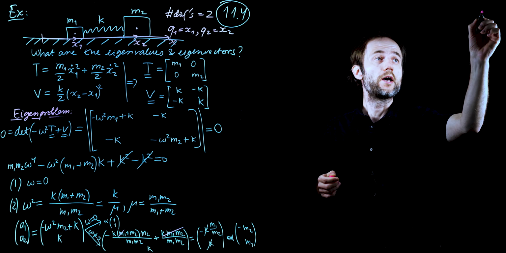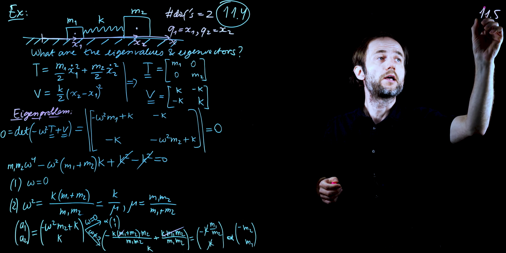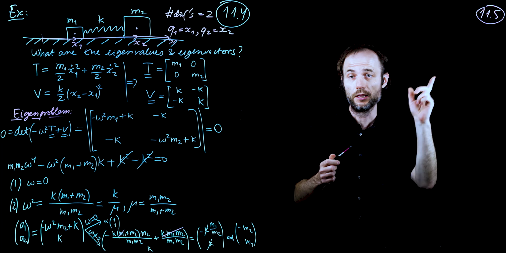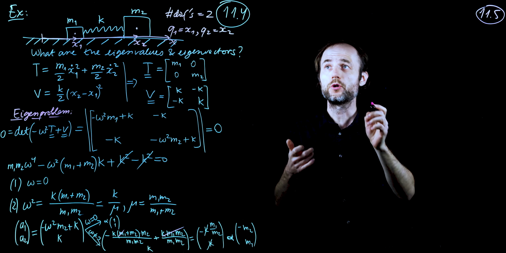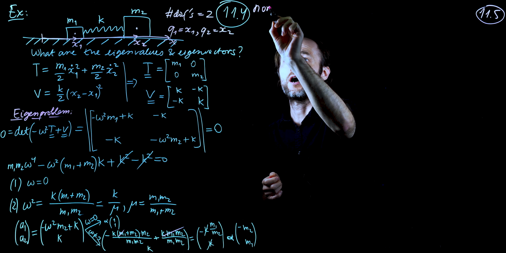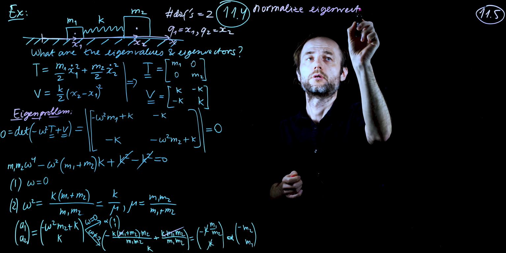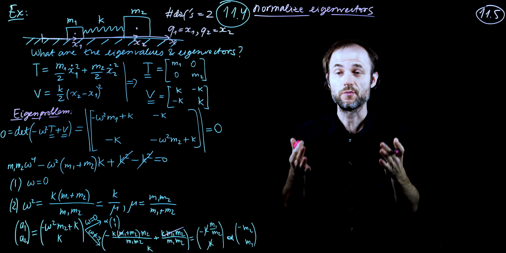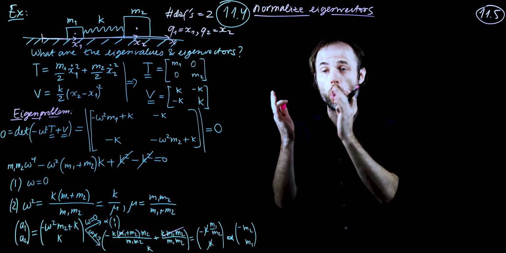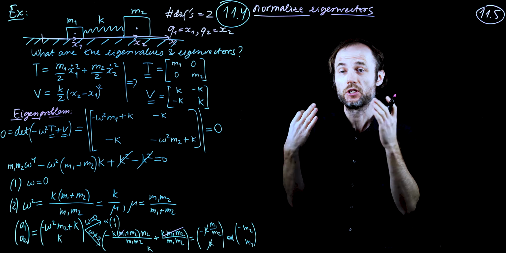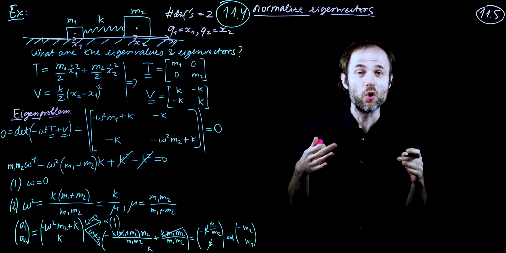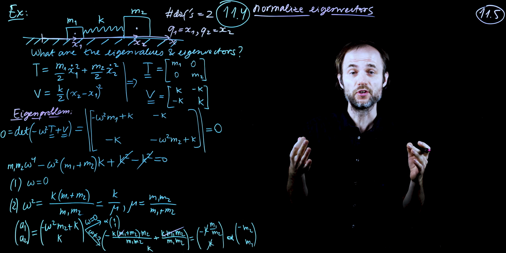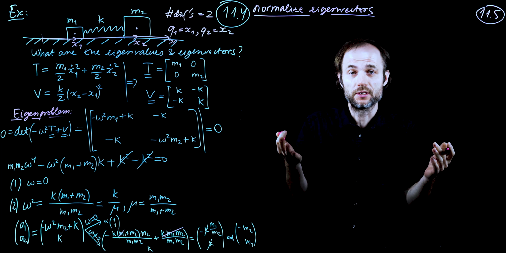Hello, and welcome back to the last part of lecture 11, 11.5. Now we're going to be normalizing the eigenvector. So right here, you see that we've obtained both eigenvectors, for omega equal to 0 and the non-zero omega. And now our goal is to figure out how to normalize them.